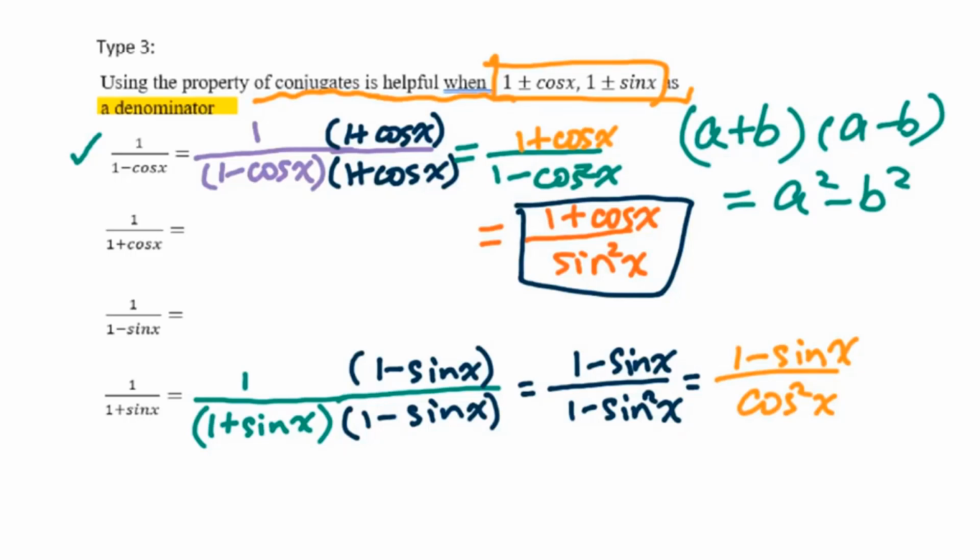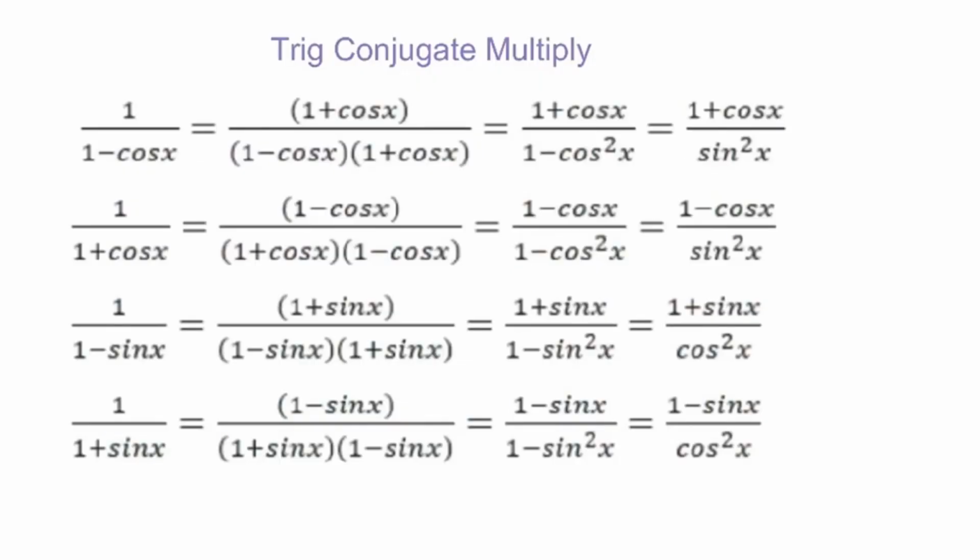Let's find the pattern. If you have 1 minus cosine x, which means your sine square x will be the denominator. Top will be conjugated to this one. That's how you get the 1 plus cosine x. If you have 1 plus sine x, that means you need to change into cosine square x, and top will be the conjugate for that. This is the trig conjugate multiply. Try to remember the pattern.